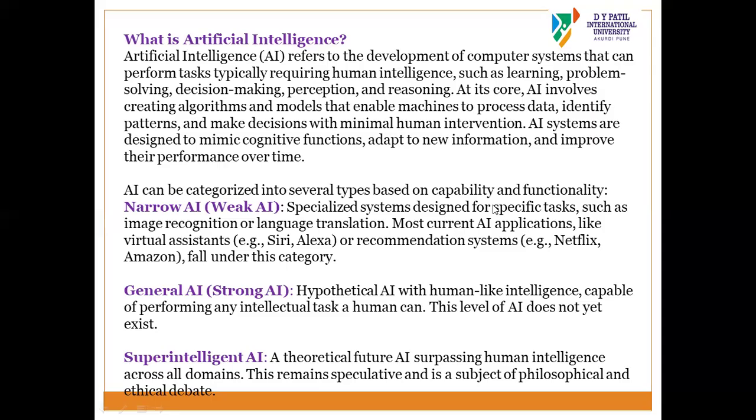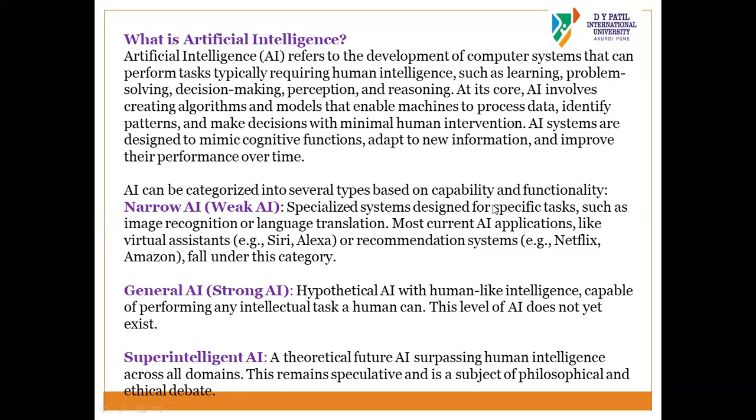Okay, so we have different types of AI. First is narrow AI, that is weak AI. This is a specialized system designed for specific tasks such as image recognition or language translation. Most current AI applications are narrow AI, such as Siri or Alexa, or recommendation systems such as Netflix and Amazon.